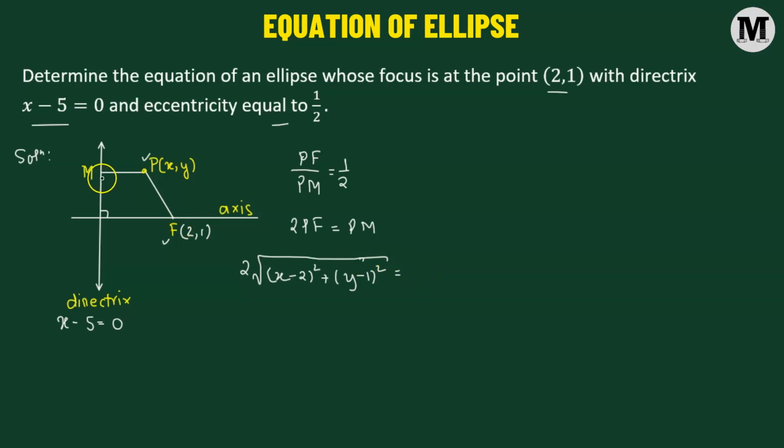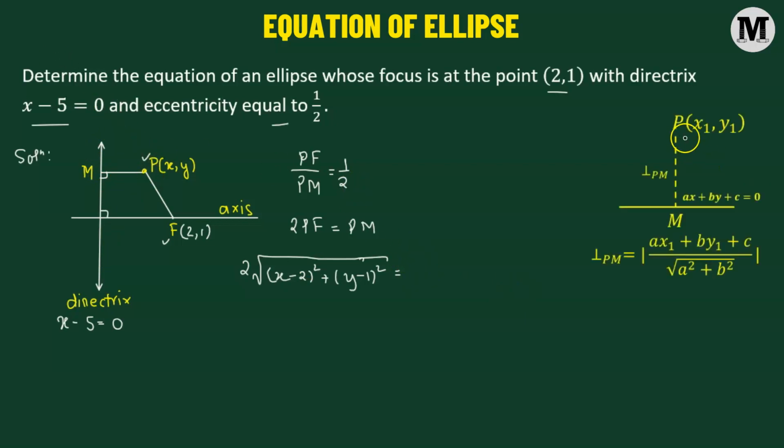So PM is the perpendicular distance of point P from the directrix line. So here we need to use a formula to find the perpendicular length. If we have a point P with coordinates (x1, y1) and a straight line with the equation ax plus by plus c equals 0 expressed in its general form, then the perpendicular distance of point P from the straight line, which is denoted by PM, will be given by the absolute value of (ax1 plus by1 plus c) divided by the square root of a squared plus b squared. Here a and b are the coefficients of x and y of the straight line.